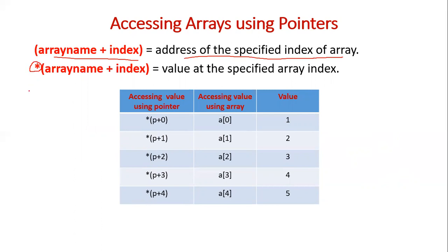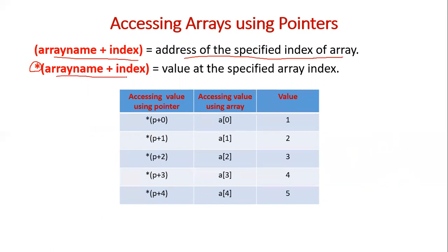There are two usages of star. First usage is to create a pointer variable. Second usage is to access the value. With respect to the second usage, we call star as value at address. So it means value at this particular address.